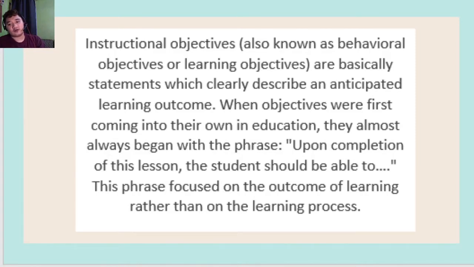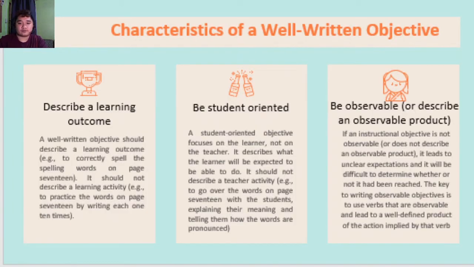When objectives were first coming into their own in education, they almost always began with the phrase, "Upon completion of this lesson, the students should be able to..." This phrase focused on the outcome of learning rather than on the learning process. In fact, one of the criteria of a well-written objective is that it describes the outcome of learning. That is, what the learners can do after learning has occurred that they might not have been able to do before the teaching and learning process began.